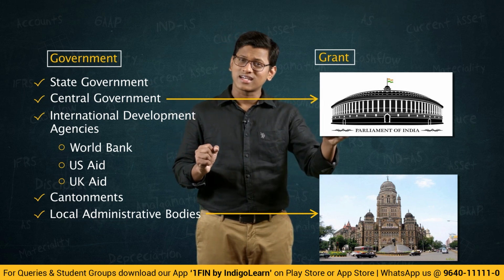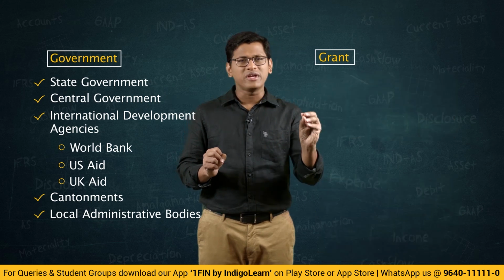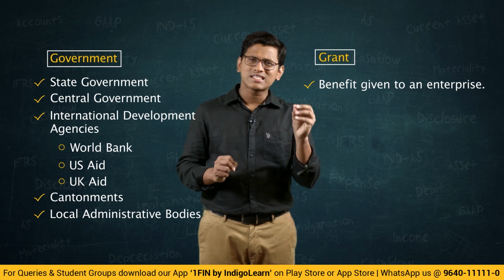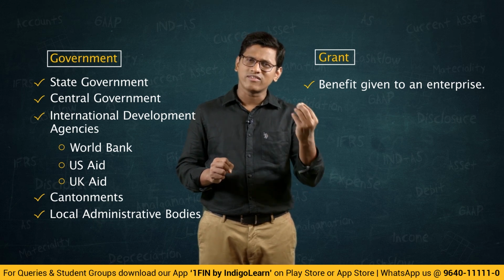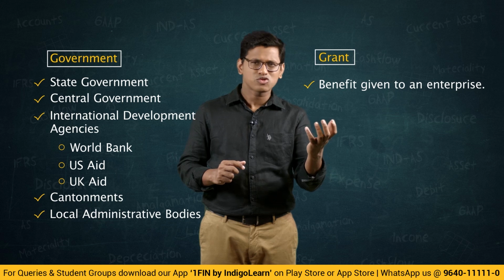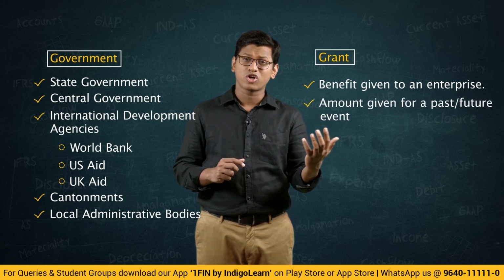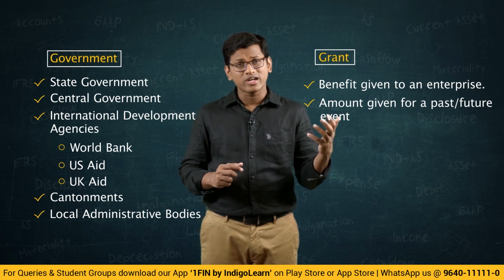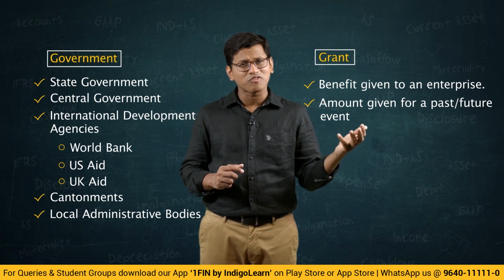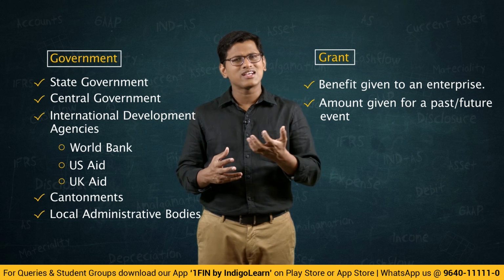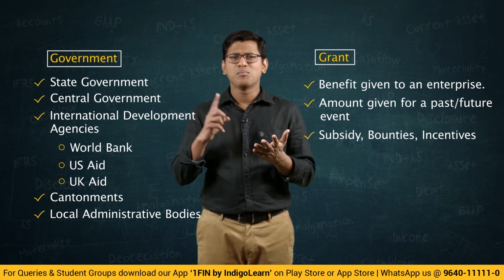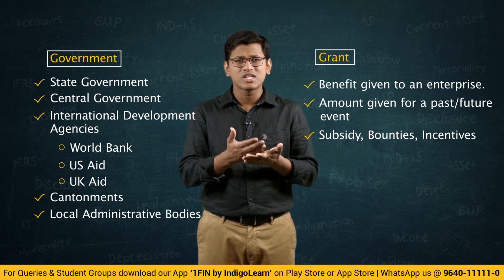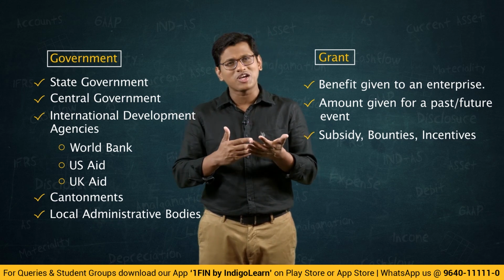And the other word is grant. Grant is basically a benefit given to an enterprise. It's not an equity investment or debt investment. It's more like an amount given saying, hey, this is for your benefit, maybe because you suffered something in the past, or you have to do something in the future, or you are doing some good work which we want to encourage by giving this kind of money. Grant has alternative names like subsidies, bounties, or some sort of incentives, cash incentives. All those come under the broad meaning of grant.